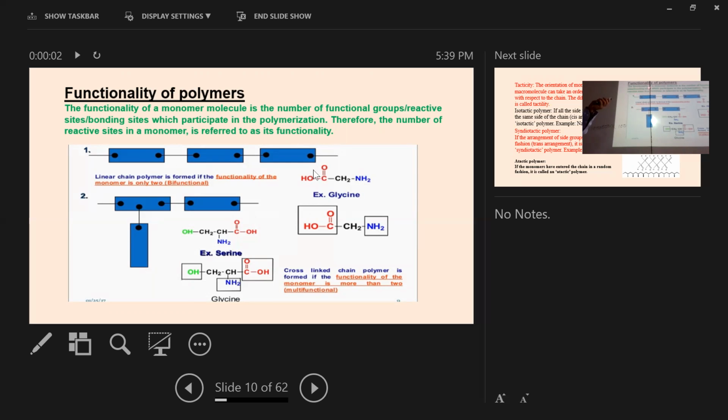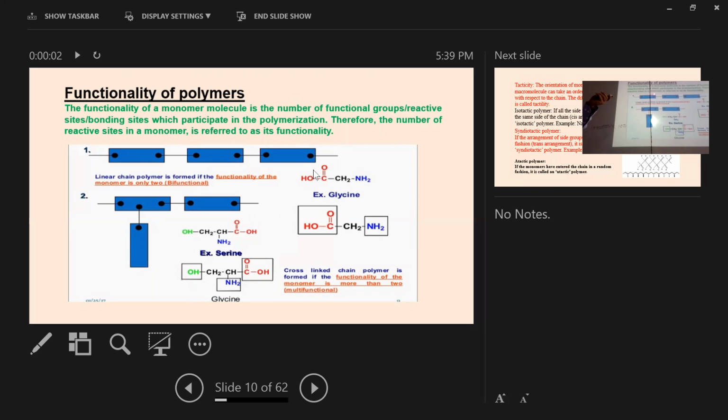So the functionality of a monomer molecule is the number of functional groups. How many functional groups can you have in the monomer unit? Groups or reactive sites or bonding sites which participate in the polymerization. Here you can see the linear chain polymer is formed if the functionality of the monomer is only 2, bifunctional.